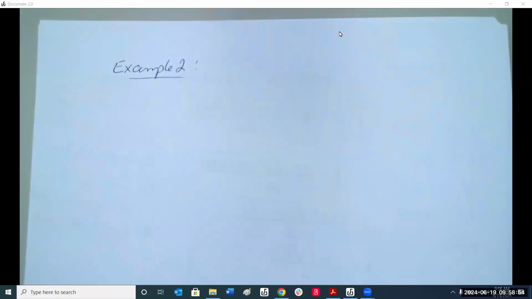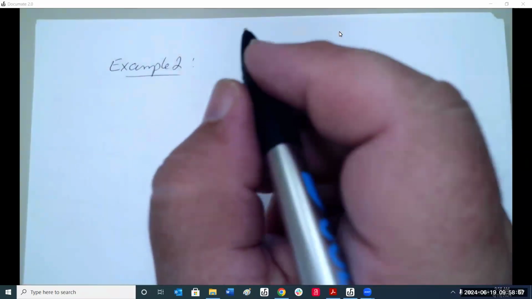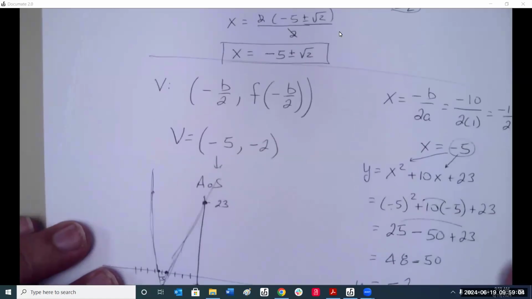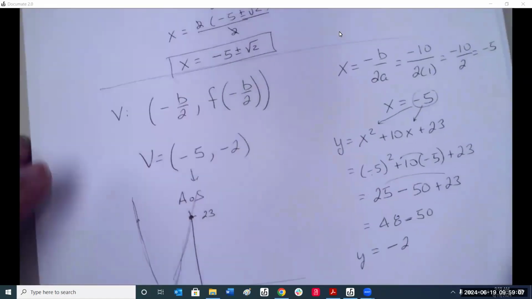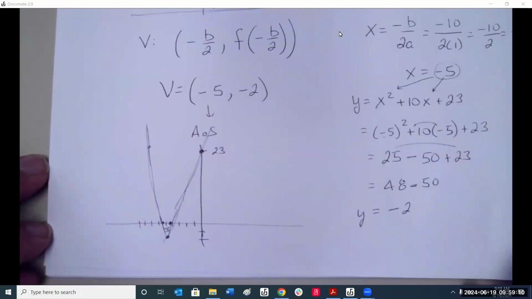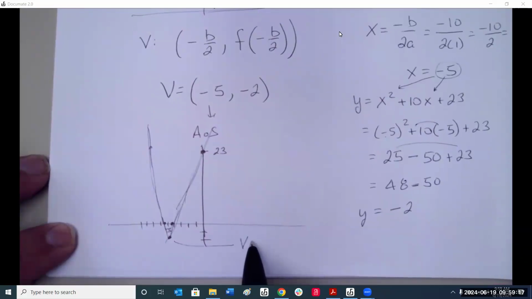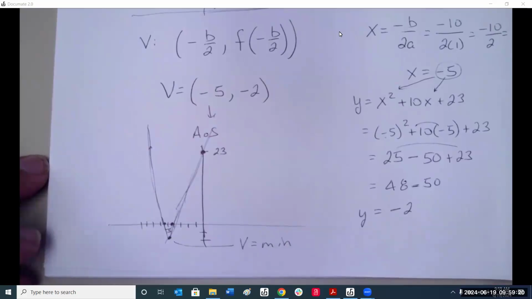Let's look at example 2. Yeah, so this section puts what we just talked about in section 1 into practice. Oh, question. In this one, do we have a maximum or a minimum value? And where is it? It's a minimum because it's about, yeah, that's negative 5, negative 2, right?